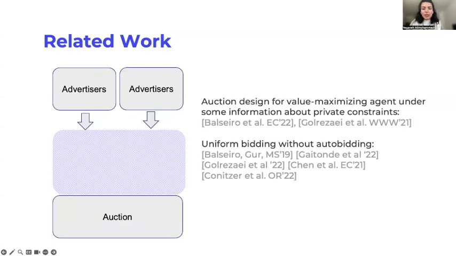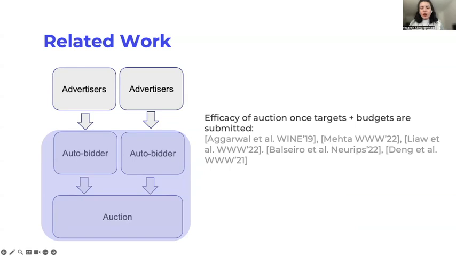So with that, let me actually tell you where our work stands in the literature of auto bidding. One line of research focuses on the mechanism design approaches. This kind of study has some assumption about available information that allows them to disregard the presence of auto bidding intermediaries. There is also a second line of work, which looks at the interaction between the auto bidders after the constraints are submitted and the auction.